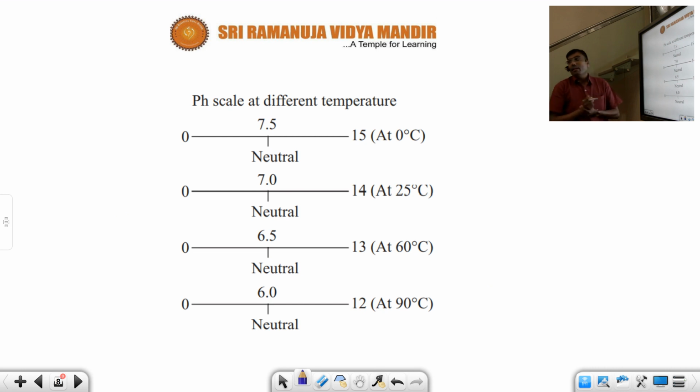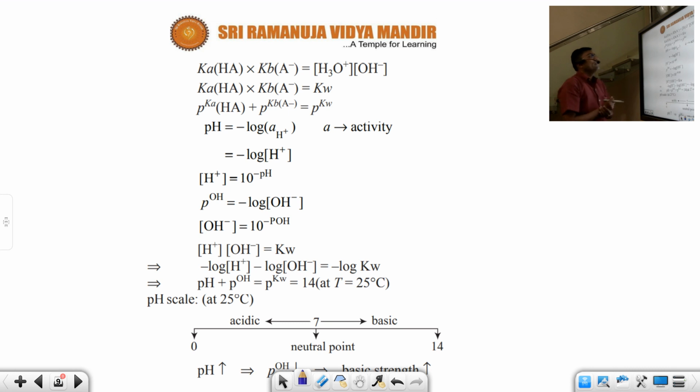Well, this is the pH scale. Students, generally you may be unaware that we use the pH scale at 25 degrees centigrade. But when you use the pH scale at a different temperature, naturally your pH scale will vary, because Kw varies. When Kw varies, naturally the 10 power minus 14 value also will vary. So this is all about the basics of pH. Well, you know very well Ka into Kb is equal to Kw. This you can know clearly.